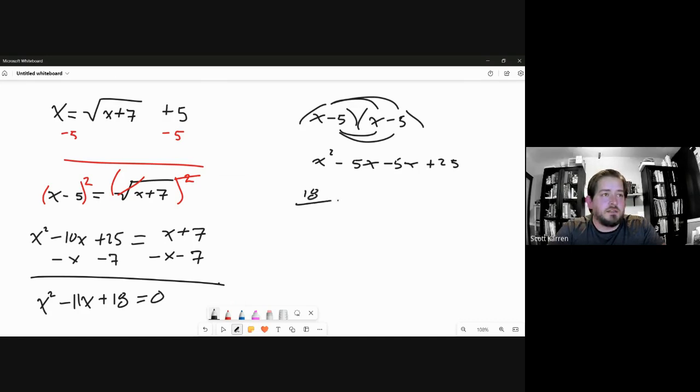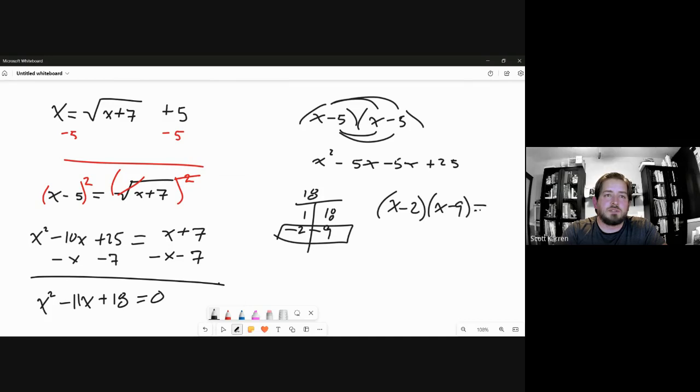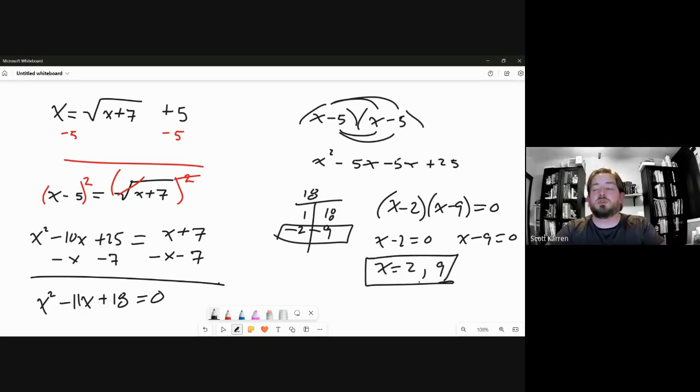So 18's factor pairs are 1 and 18, 2 and 9, and if I let them both be negative, those are my guys. So this turns into x minus 2 times x minus 9 equals 0. And if I set these individually equal to 0, then I have x equals 2 or x equals 9. And I'm done. And I can check those both, right? Plug them both in, see if they both work. They should both work.